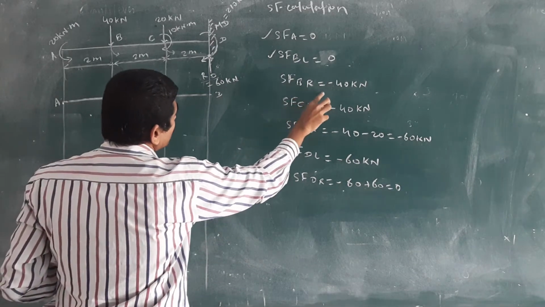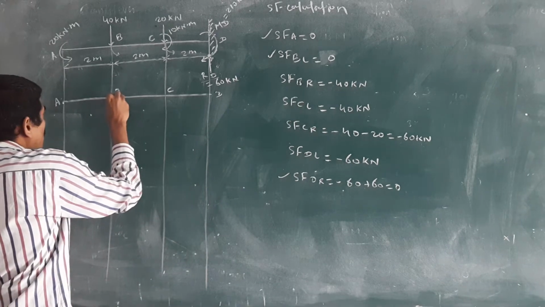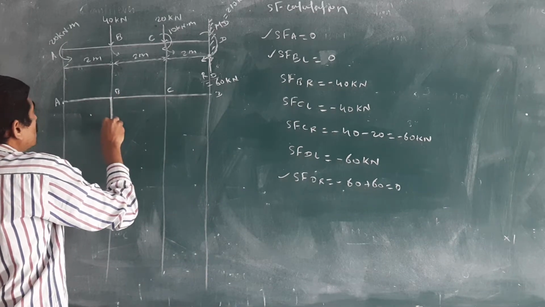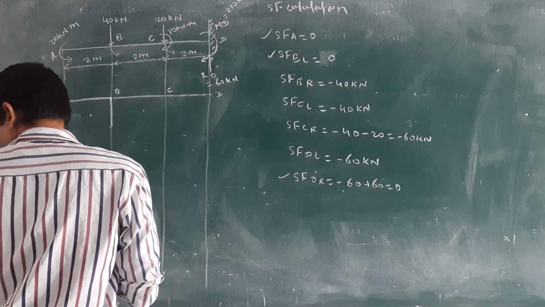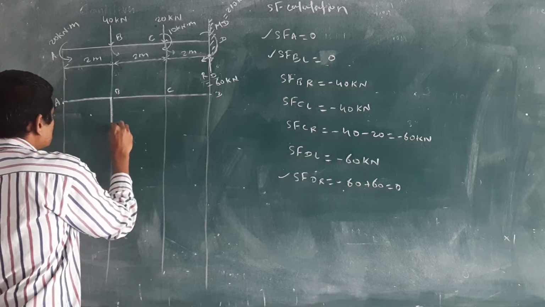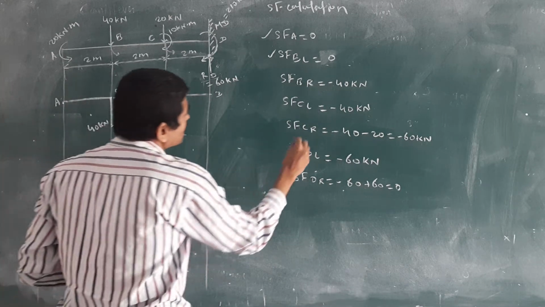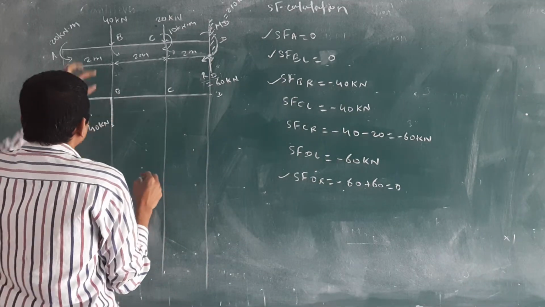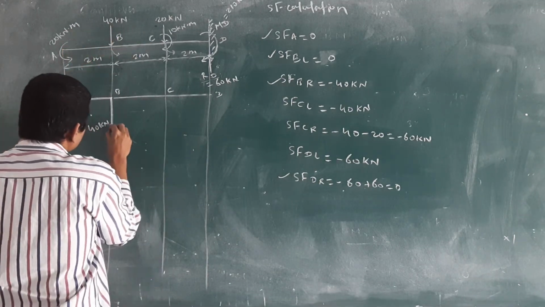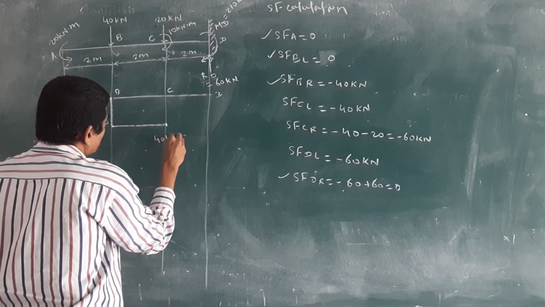And SF at B, just right side, minus 40. Means we are coming downward, right? At point B, we are coming downward. This is the 40 kilonewton. Then SF at C, check just left side, again minus 40 kilonewton. There is no load, that's why we will travel horizontally, a straight line, again 40 kilonewton.